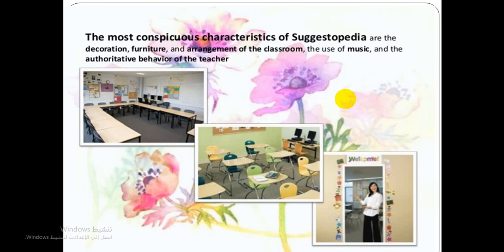Also, in this method, the teacher integrates direct and indirect suggestions into the learning situation. So the key characteristics of Suggestopedia are a comfortable environment, the use of music, and peripheral learning. Music, drama, and art are also integrated in the learning process.